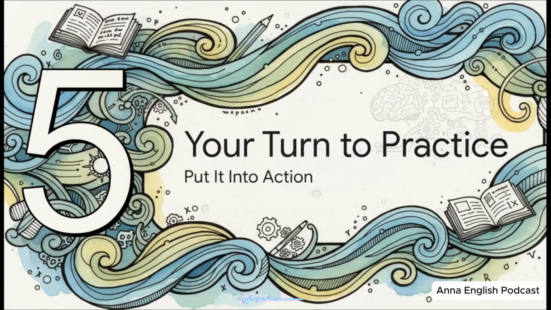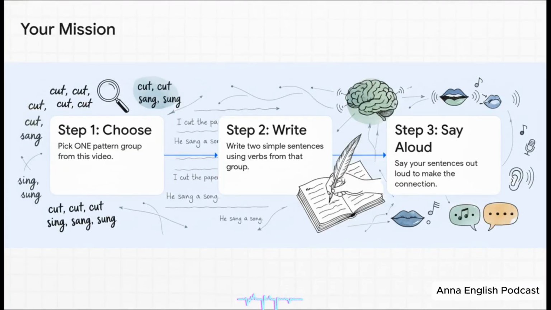So now you've seen the trick. You understand the big secret. Patterns beat random lists every single time. But the most important part of learning anything is actually putting it into action, even in a small way. So here is your mission if you choose to accept it. Don't try to learn all 200 verbs at once. That's crazy. Just pick one group we talked about today, maybe the easy cut, cut, cut group or the musical sing, sang, sung group. Then write down two simple sentences using a verb from that group.